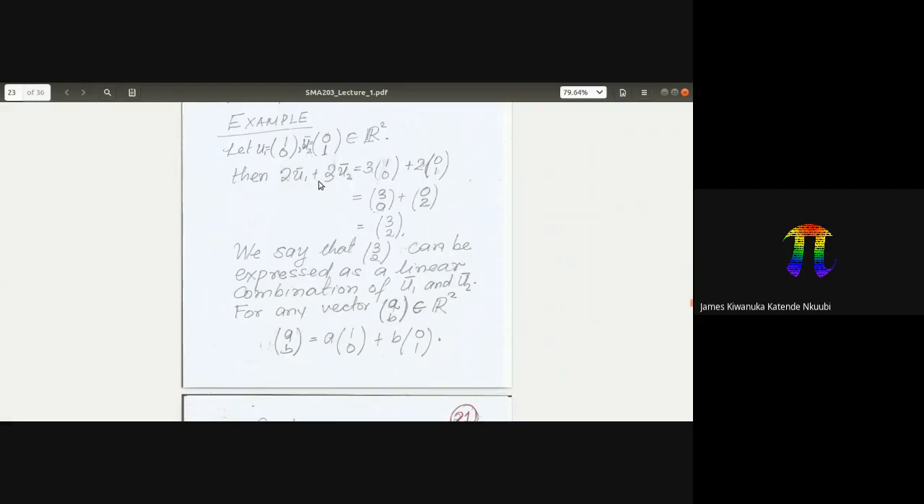So by changing these multiples, we keep getting new vectors. I can change the multiples, say, instead of 2, I can have 1 here, and instead of 3, I can have -4. I will still get a new vector.